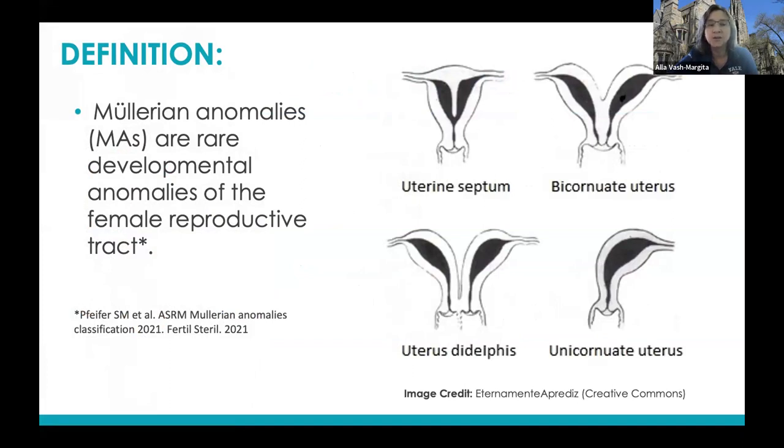So just a brief definition, these are developmental anomalies of the female reproductive tract. Simply put, a uterus develops from two paramesonephric ducts in the embryo, and if that process doesn't go well, the uterus can have different types, different shapes and forms, as you can see on this figure. It can vary from septate uterus or arcuate uterus, which are very minor abnormalities, to the severe phenotype where the uterus is actually absent. And we'll talk about it in a little bit. Next slide.